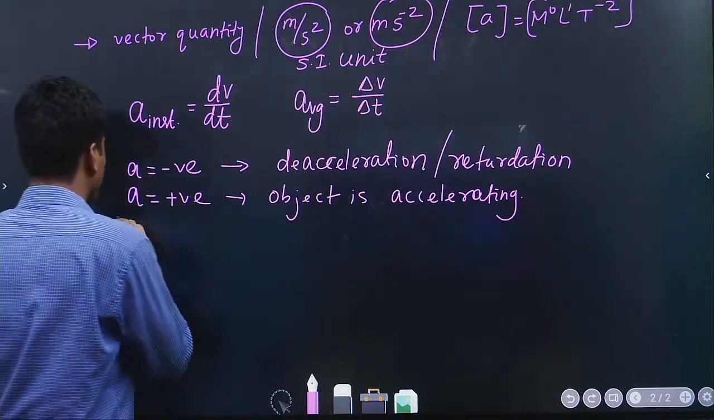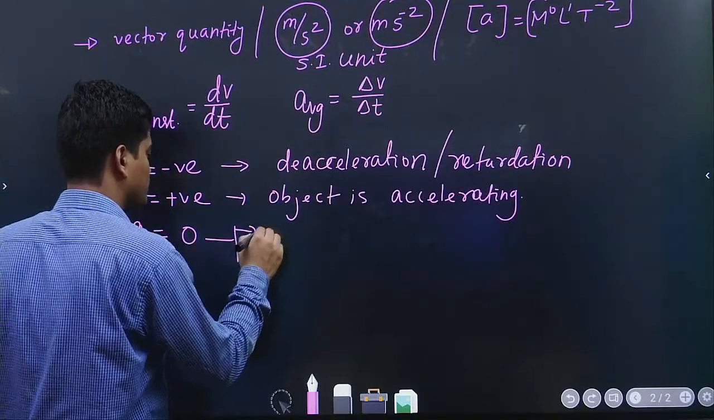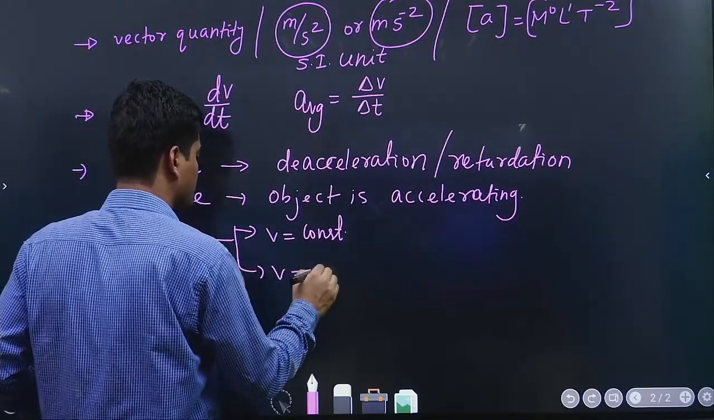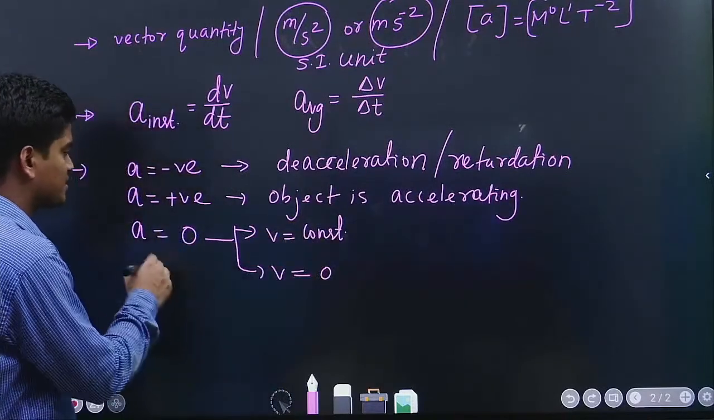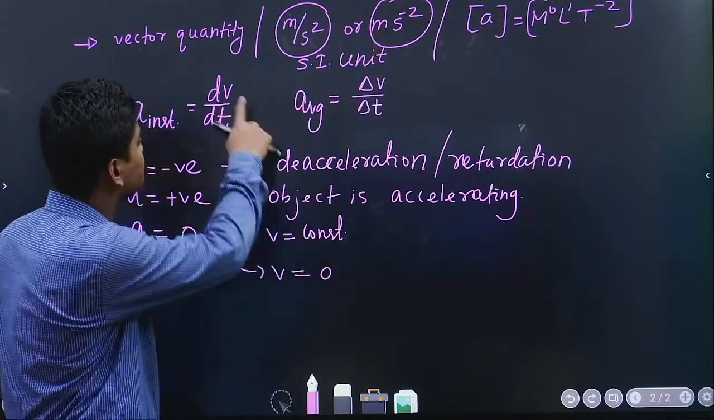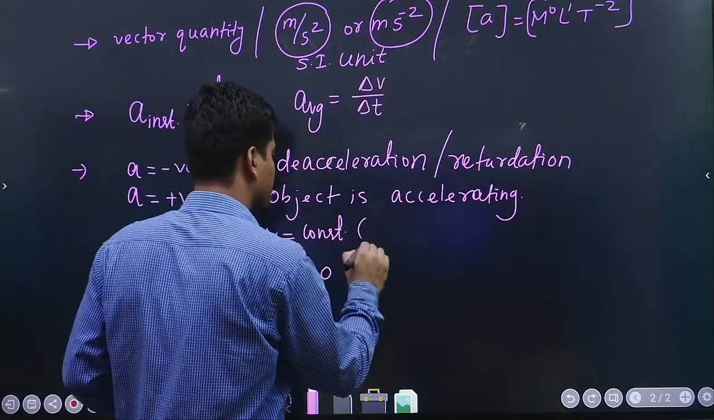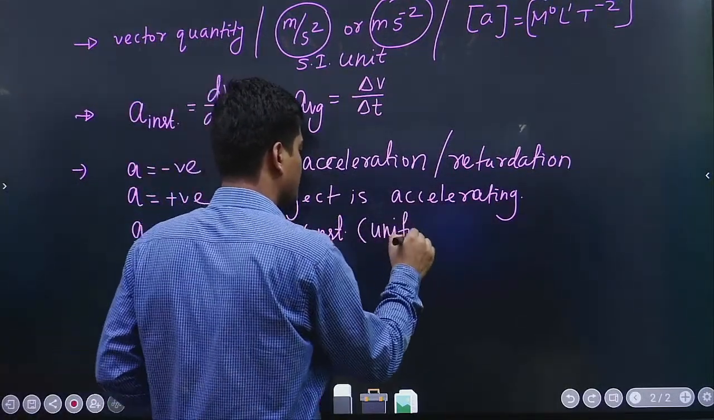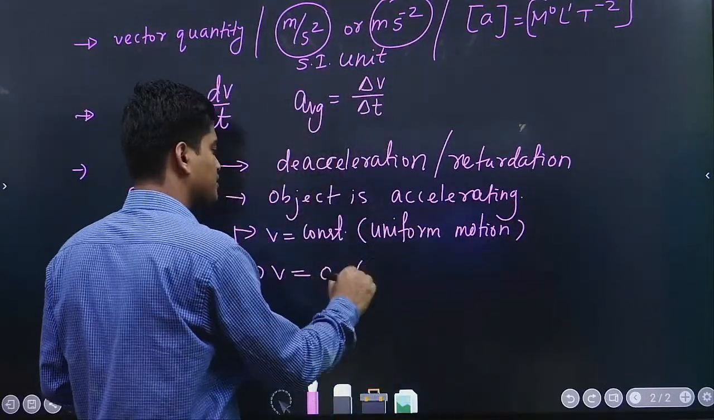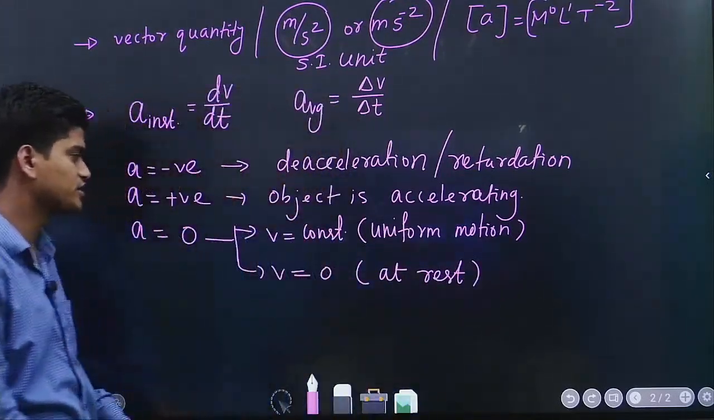And if acceleration is 0, here two things can come: either velocity constant or velocity 0. If velocity is constant, then acceleration will be 0, because instantaneous acceleration we are telling dv by dt. If a constant is taken as velocity, then the derivative of a constant with respect to time will be 0. That's why if velocity is constant, the particle is moving in uniform motion. If velocity is 0, then the particle is at rest. There are two conditions that can happen.